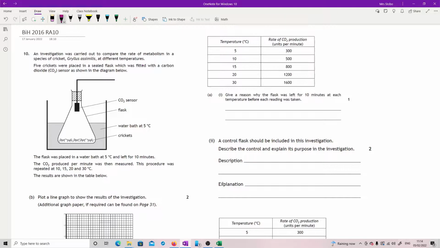The flask was put in at 5 degrees C, left for 10 minutes, and the CO2 produced per minute was then measured. This procedure was repeated at 10, 15, 20 and 30 degrees C. Results are shown in the table below, and by that they mean here. So 5, 10, 15 and 30, you have got an increasing rate of CO2 production. Give a reason why the flask was left for 10 minutes at each temperature before each reading was taken.